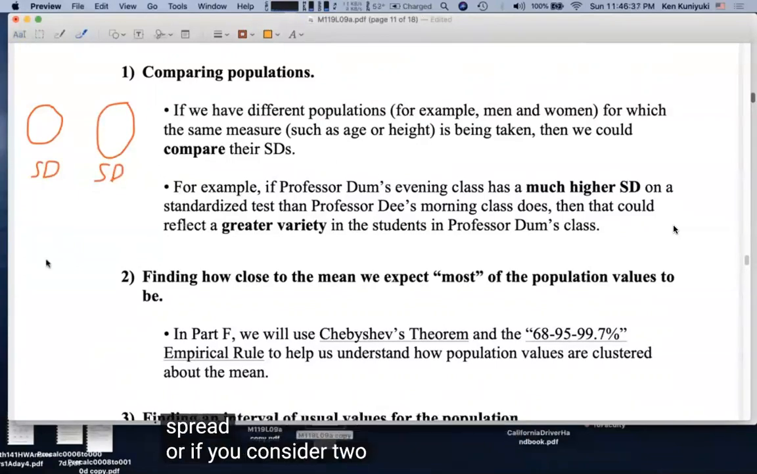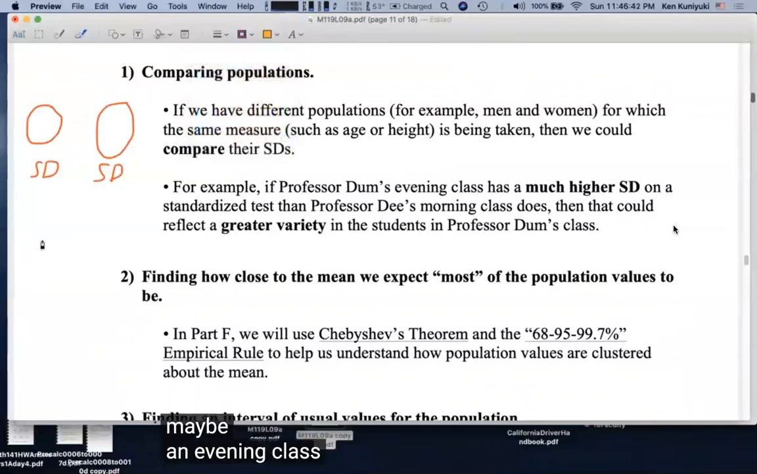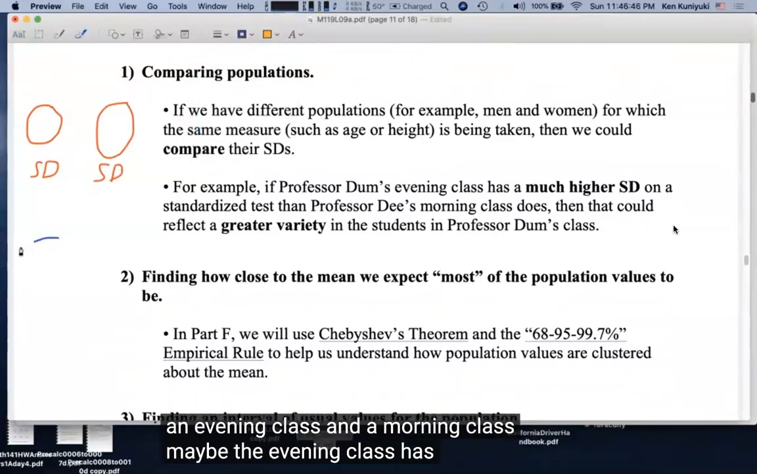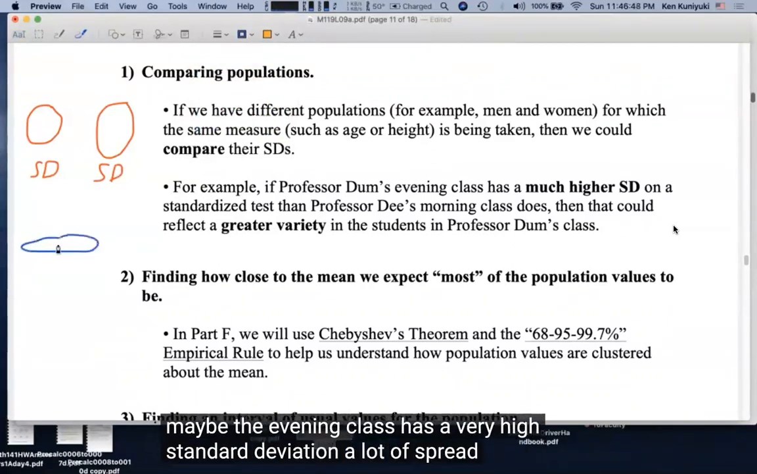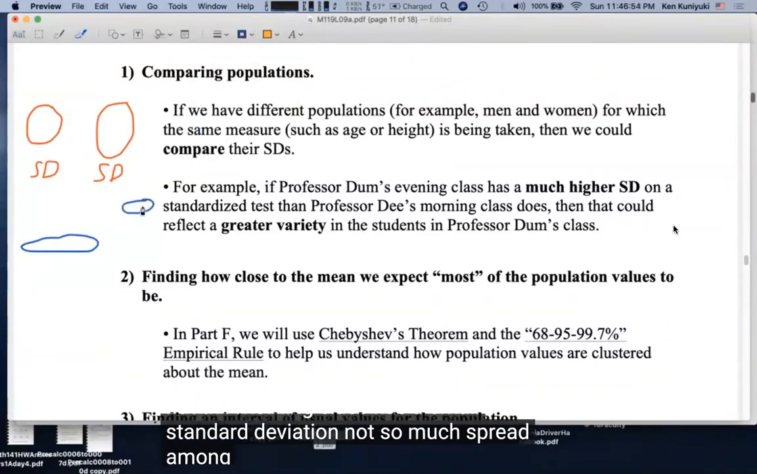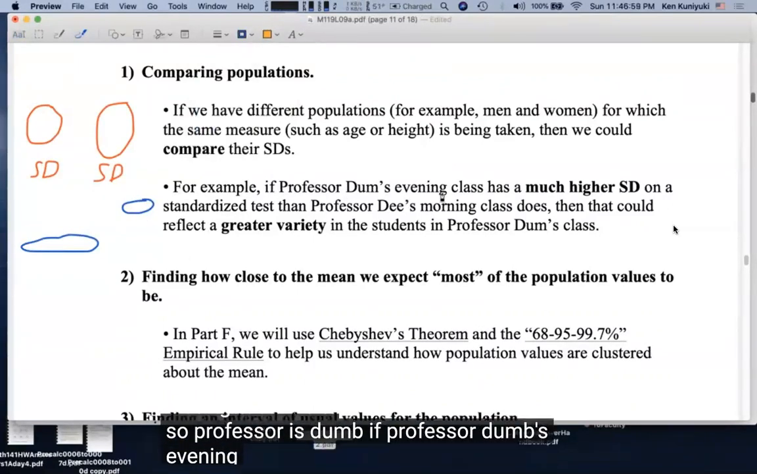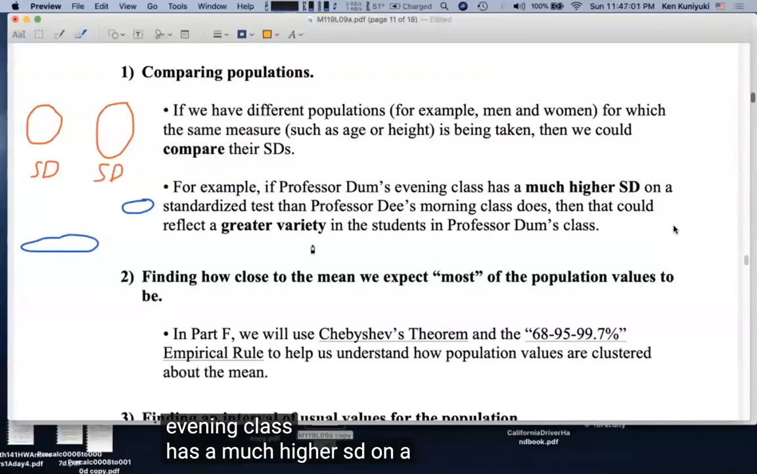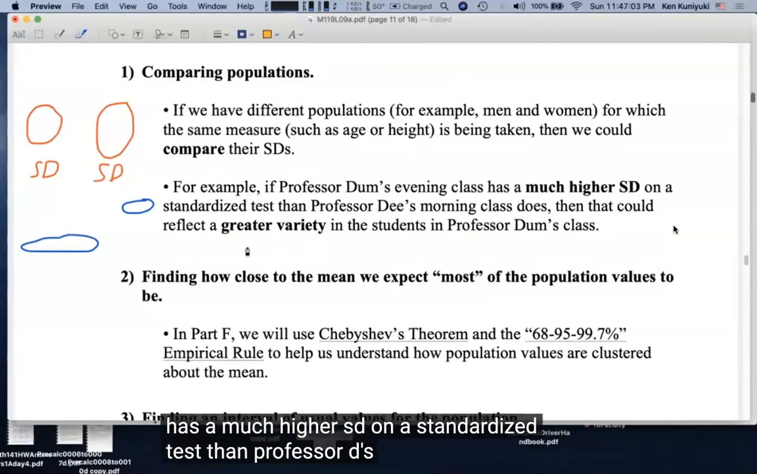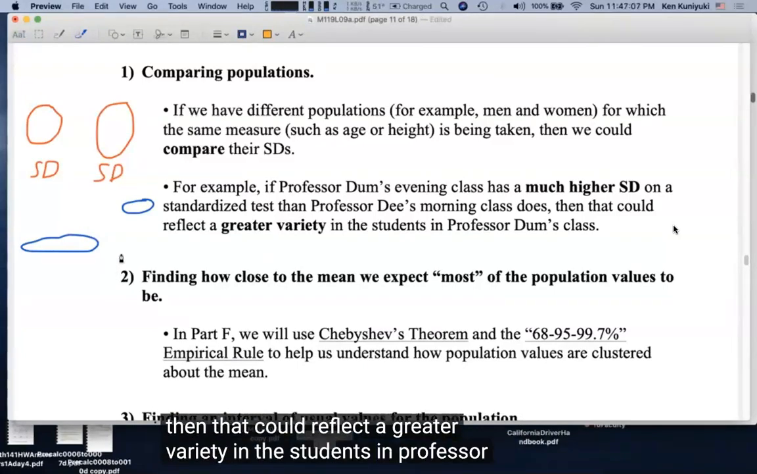Or if you consider two different classes, maybe an evening class and a morning class. Maybe the evening class has a very high standard deviation, a lot of spread in the scores, but the morning class has a small standard deviation, not so much spread among the scores. So if Professor Dumb's evening class has a much higher SD on a standardized test than Professor D's morning class does, then that could reflect a greater variety in the students in Professor Dumb's class.